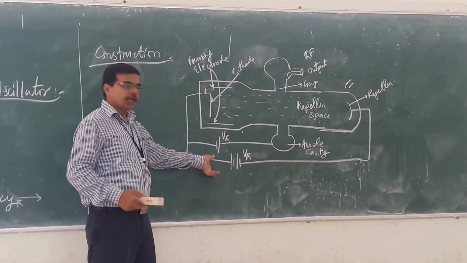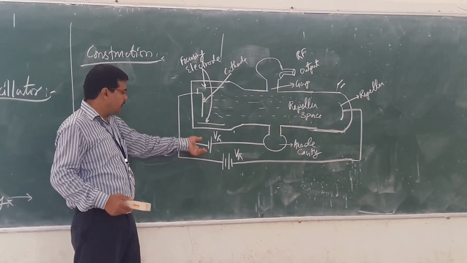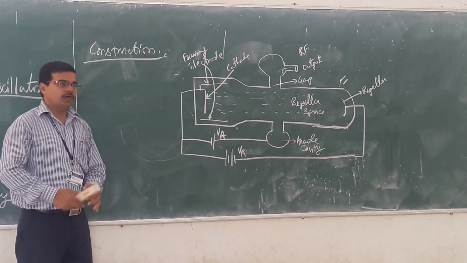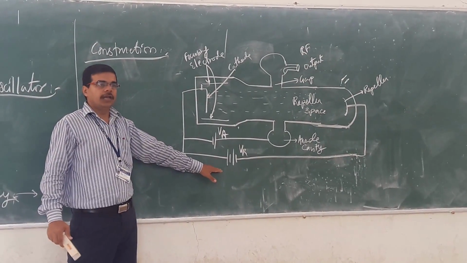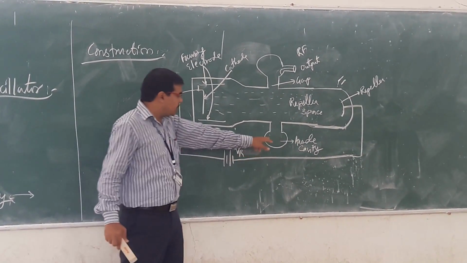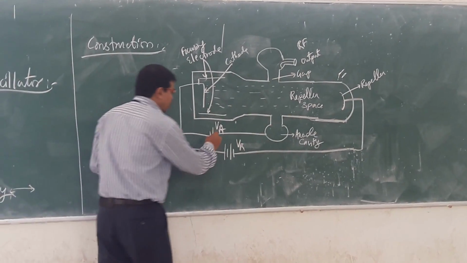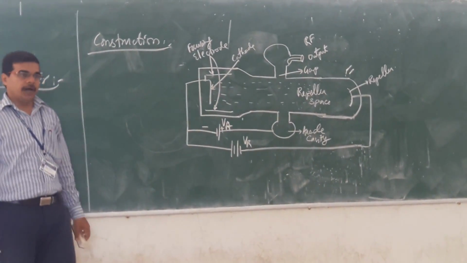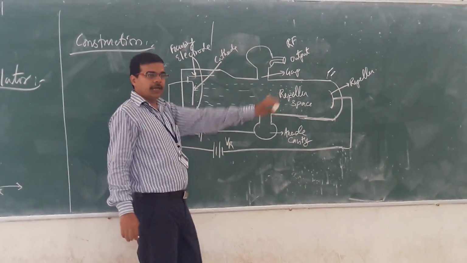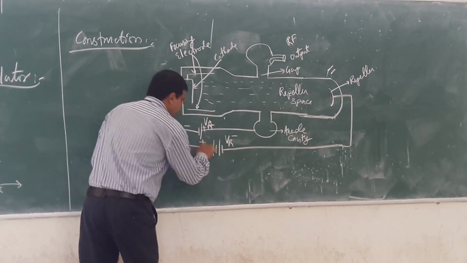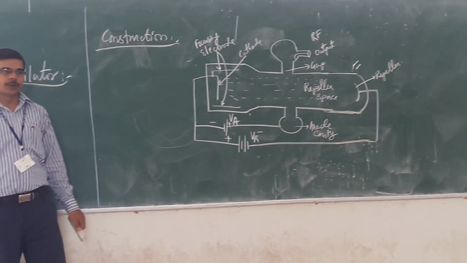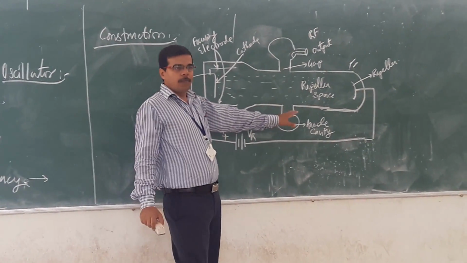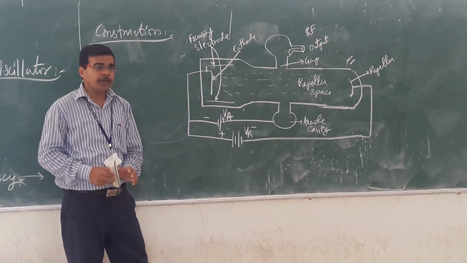Suppose if you are seeing here, you are having two different voltages. One is the anode voltage, and another one is the repeller voltage. If we are comparing the anode with respect to cathode, the anode is positive with respect to your cathode. But on the other hand, if we are considering the repeller, the repeller is negative with respect to your cathode. Okay. So suppose if you are seeing the flow of electrons, the flow of electrons will be from negative to positive always.